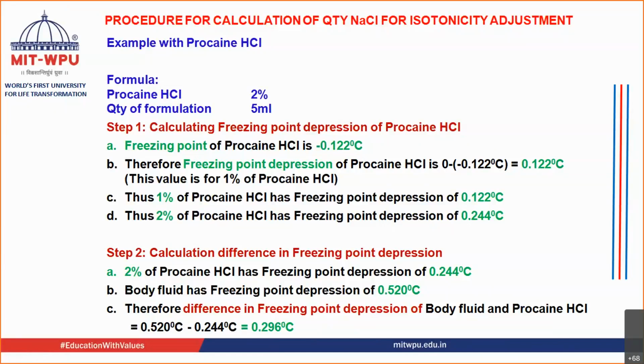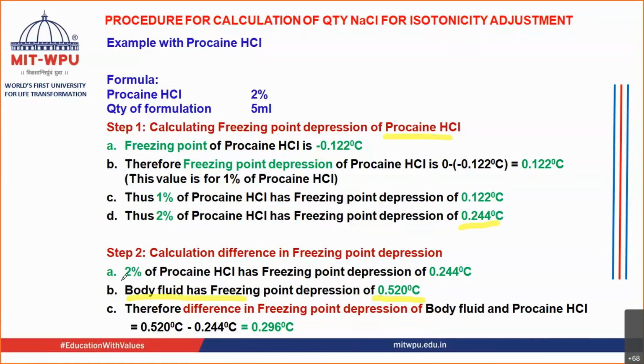So now the freezing point depression of your solution has become 0.244, but the freezing point depression of your body fluid is near about 0.520 degrees Celsius. So there is a difference. Freezing point depression of your solution because of procaine hydrochloride is 0.244, whereas the freezing point depression of your body fluid is 0.520. This is well known.